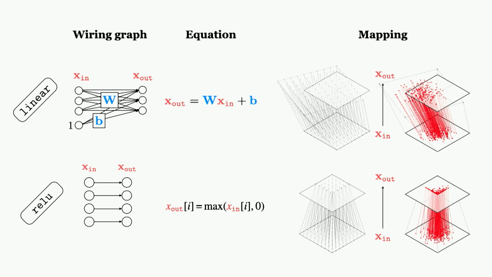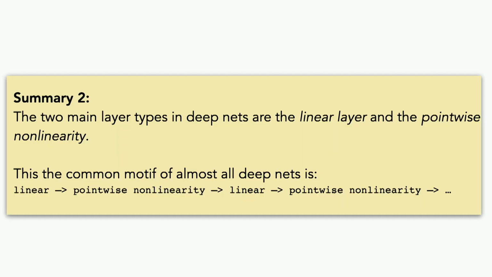Okay. So summary number 2 is that the main layer types in deep nets are linear layers. There's a lot of special kinds of linear layers. We'll see convolutional layers a little later, which are a special case of, or related to, linear layers. And there are pointwise nonlinearities. And the common motif is linear, pointwise nonlinear, linear, pointwise nonlinear, and so forth.